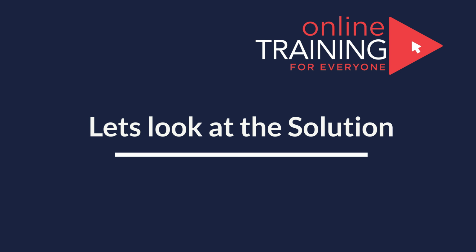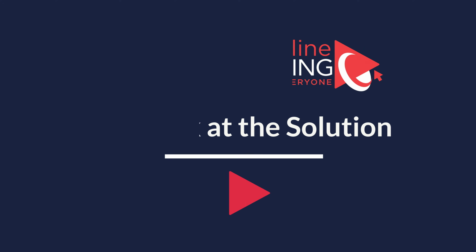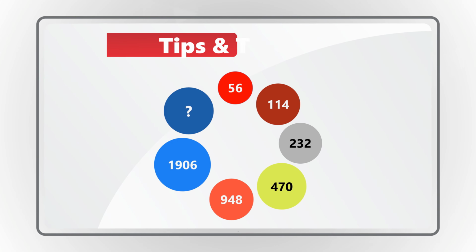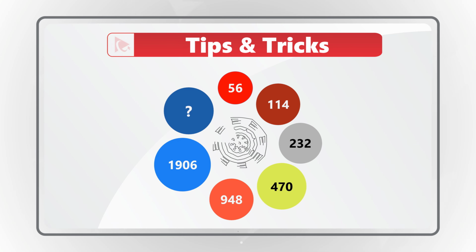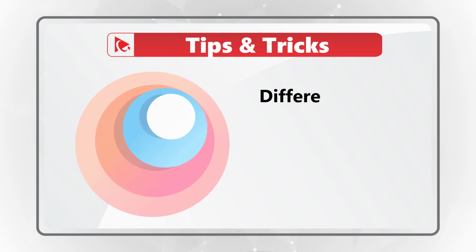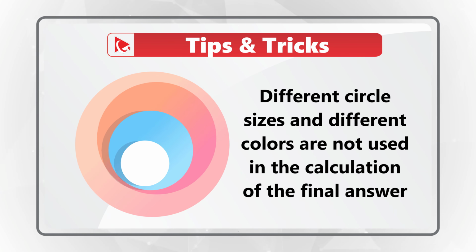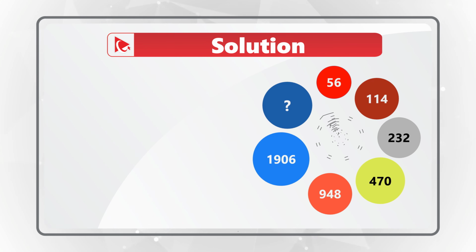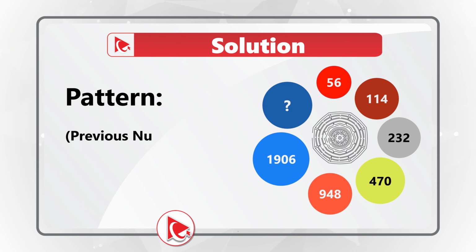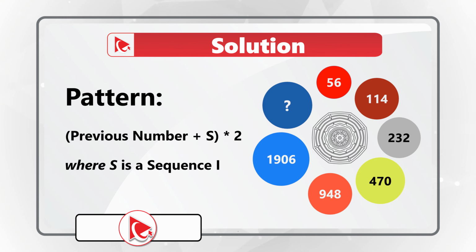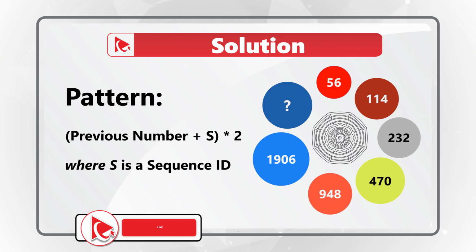And as usual, what I'm sharing is just my version of the solution, so feel free to share yours in comments. You might be tired of hearing me saying it all the time, but pattern is the key to solve this challenge. And different shape sizes and colors are introduced on the objects here in the picture just to confuse you. So let's look at the pattern. The pattern here is previous number plus the sequence number multiplied by 2. And you have to add previous number to the sequence before doing multiplication. So let's look at the simple calculations.